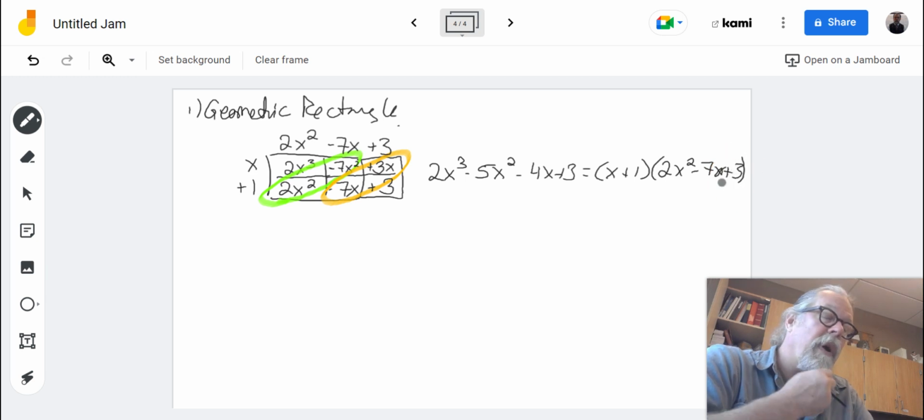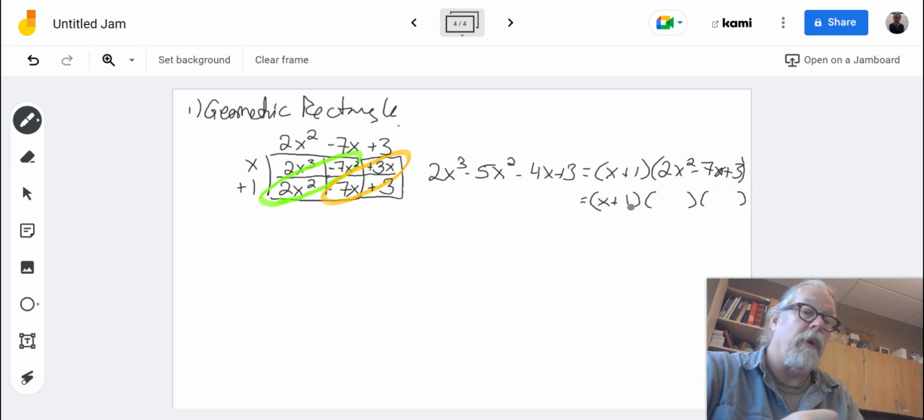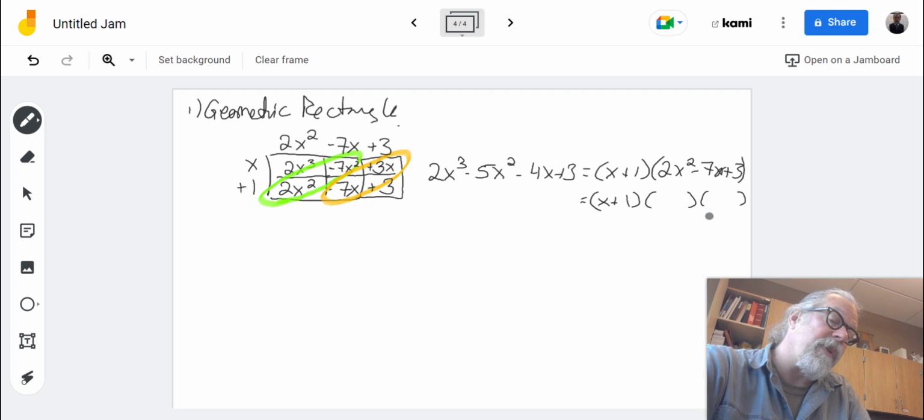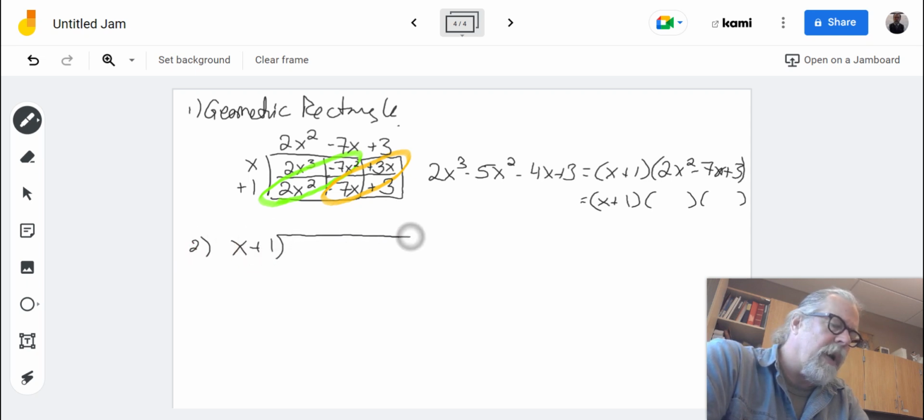And of course, I know how to factor a quadratic, so I can finish the factorization of this polynomial, assuming that it does. In this case, in fact, it does, because I started with one that had three complete factors. So that's geometric rectangle. Another way is to just use long division. If you're familiar with long division, I'm dividing x plus 1 into 2x cubed minus 5x squared minus 4x plus 3.